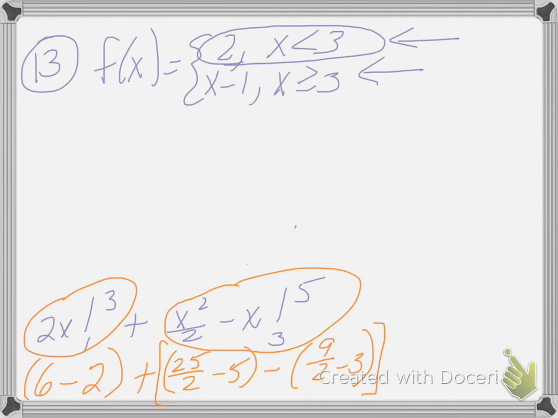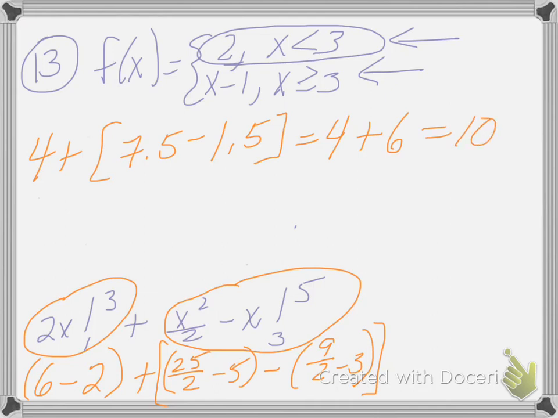Okay, so 6 minus 2 is 4. 25 over 2 is 12 and a half. 12 and a half minus 5 is 7 and a half. And 9 over 2 is 4 and a half. 4 and a half minus 3 is 1 and a half. 7.5 minus 1.5 is just 6, and 4 plus 6 is 10, and that was choice D.